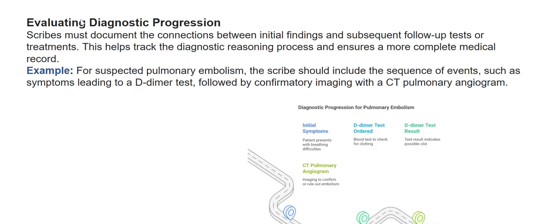Evaluating diagnostic progression. Scribes must document the connections between initial findings and subsequent follow-up tests or treatments. This helps track the diagnostic reasoning process and ensures a more complete medical record. Example, for suspected pulmonary embolism, the scribe should include the sequence of events such as symptoms leading to a D-dimer test followed by confirmatory imaging with a CT pulmonary angiogram. And here is a diagram summarizing the diagnostic progression for pulmonary embolism.